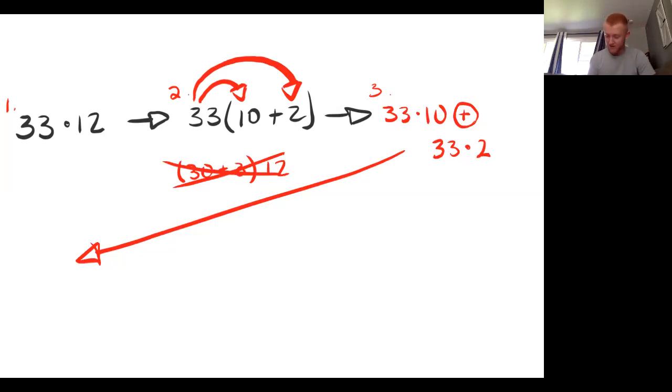So 33 times 10 is 330. And then 33 times 2 is 66. So then what we're going to do is add 330 plus 66, and that is going to give us 396. Again, we can double check our work.